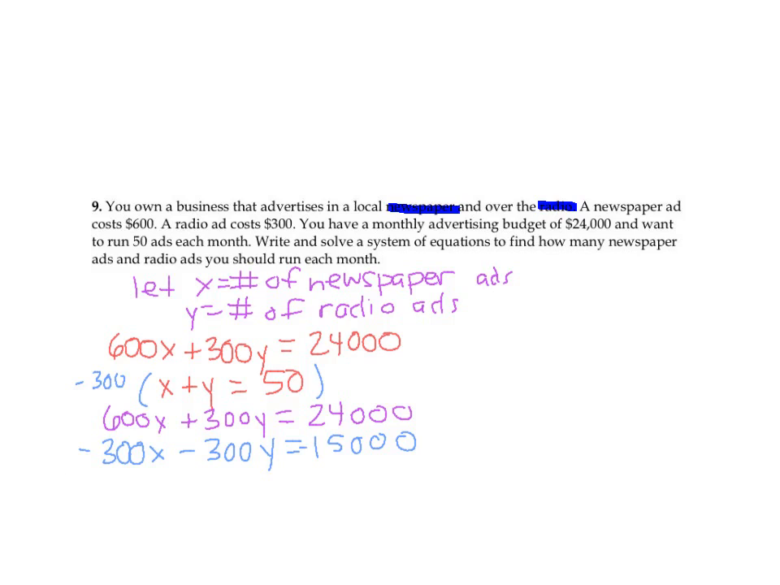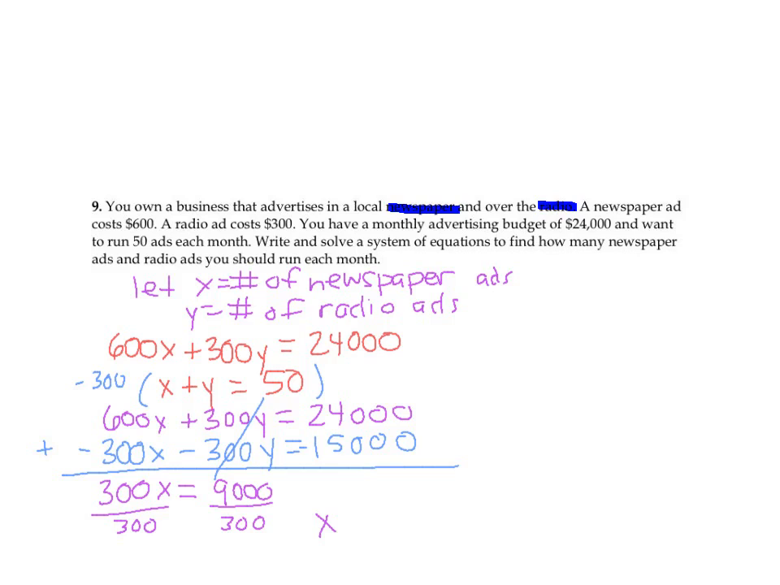And then we can do our elimination. So 300y minus 300y cancel, and we can add the rest. So 600x minus 300x is 300x equals 24,000 minus 15,000, which is 9,000. And then to solve for x, we divide both sides by 300. We get x equals 30. And since x is the number of newspaper ads, we have 30 newspaper ads.